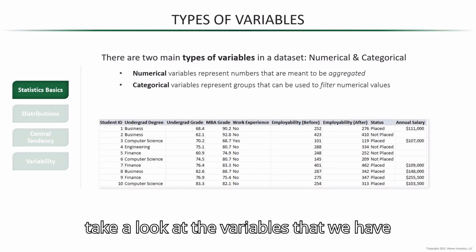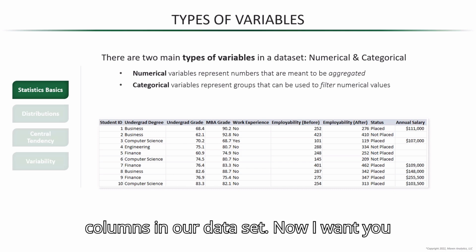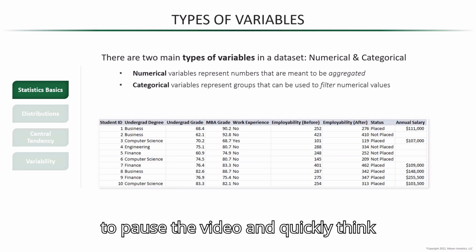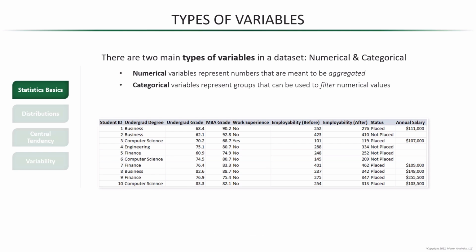For now, let's take a look at the variables that we have in our project, which are really the columns in our dataset. Now, I want you to pause the video and quickly think about which of these variables are numeric and which are categorical. I'll wait.